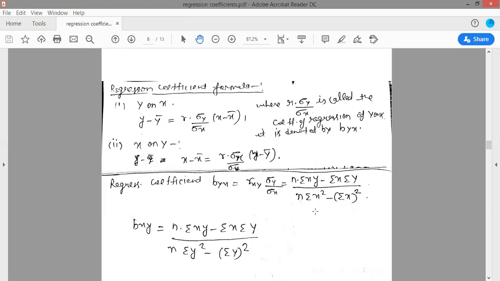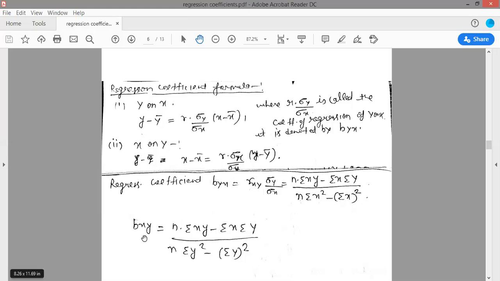There is another regression coefficient formula. b y x is equal to r into sigma y upon sigma x, which is equal to n into summation xy minus summation x summation y upon n into summation x square minus summation x whole square. This is the regression coefficient formula, right? If any question asks you to calculate the regression coefficient, then you can calculate it directly from here. Use this formula and you will get your regression coefficient.